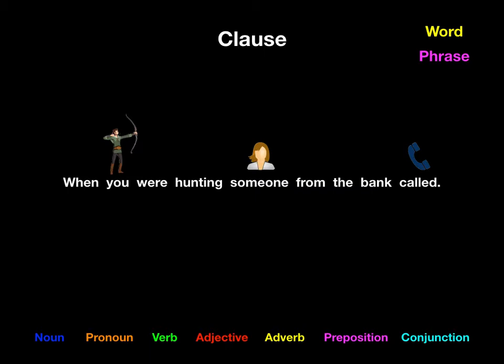We should be able to identify "were hunting" as a verb, as well as "called." We then need to identify our subjects by asking ourselves who or what the verb is doing. Who or what were hunting? You were hunting. Who or what called? Someone called.